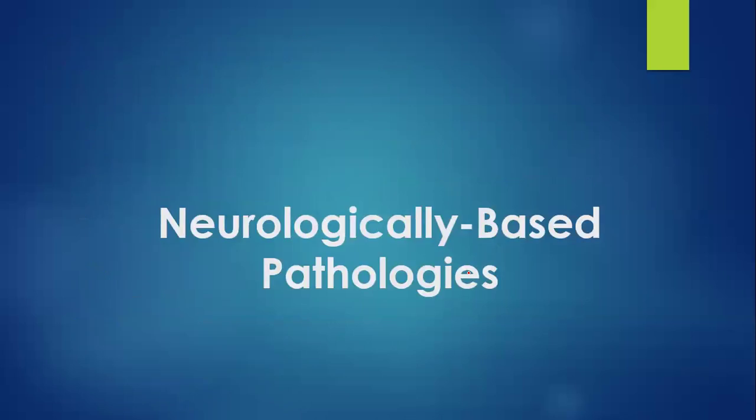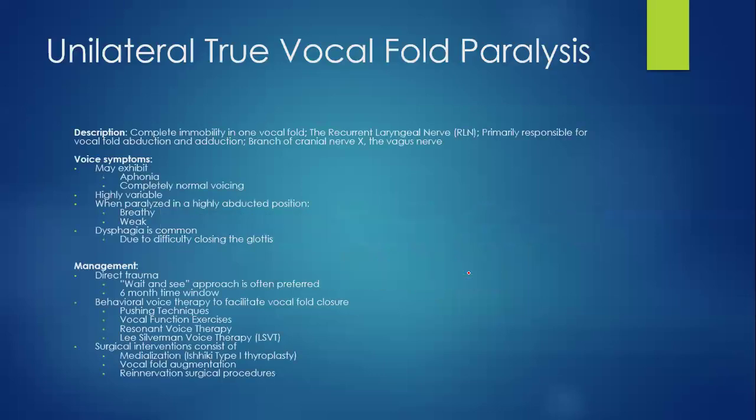All right, so now let's talk about the last category, which is neurologically based pathologies. And the first neurologically based pathology is unilateral true vocal fold paralysis. And this is where one vocal fold is paralyzed and the other works, right? So when a person has gone for some surgery, the recurrent laryngeal nerve has been cut or something has happened to it, and so it's not able to innervate one vocal fold, but then the other works, that would be a unilateral true vocal fold paralysis.